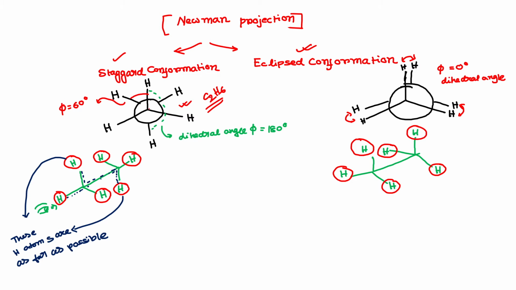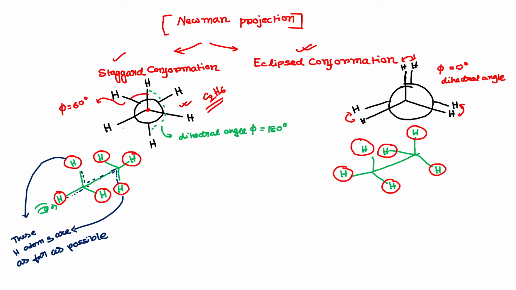So this is one carbon and another carbon is situated at the back side of this circle, whatever you say, and these are the six hydrogen atoms. They are oriented like this in the staggered conformation. You can see that in the staggered conformation the hydrogen atoms are separated as far as possible. So there is maximum distance maintained between these hydrogen atoms.